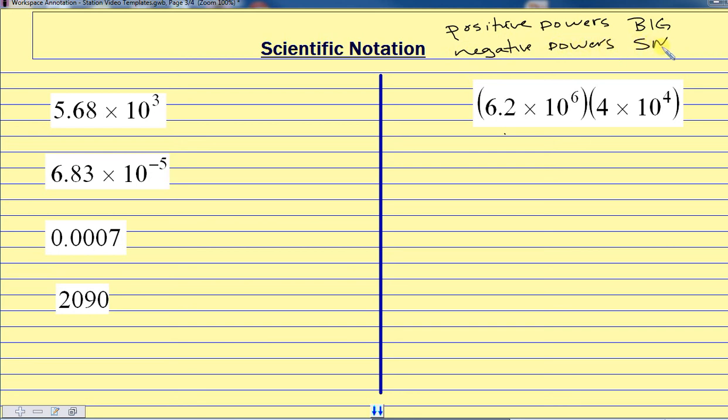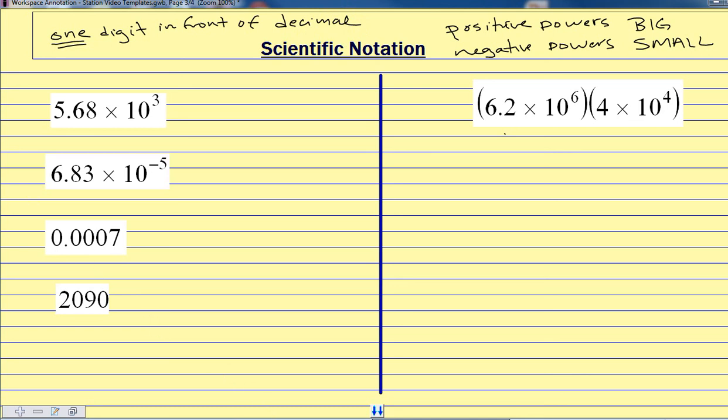So the only other thing to remember is you're allowed to have one digit, one number between 1 and 9, 1, 2, 3, 4, 5, 6, 7, 8, or 9, in front of the decimal. And everything else has to go after the decimal. So if we remember those two things, then we can approach some of these problems here.